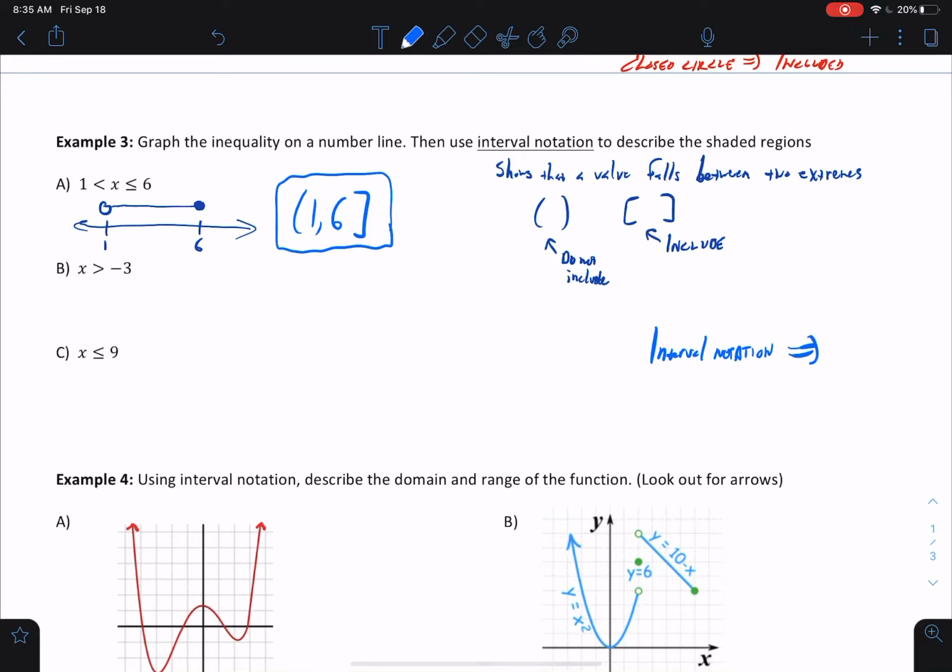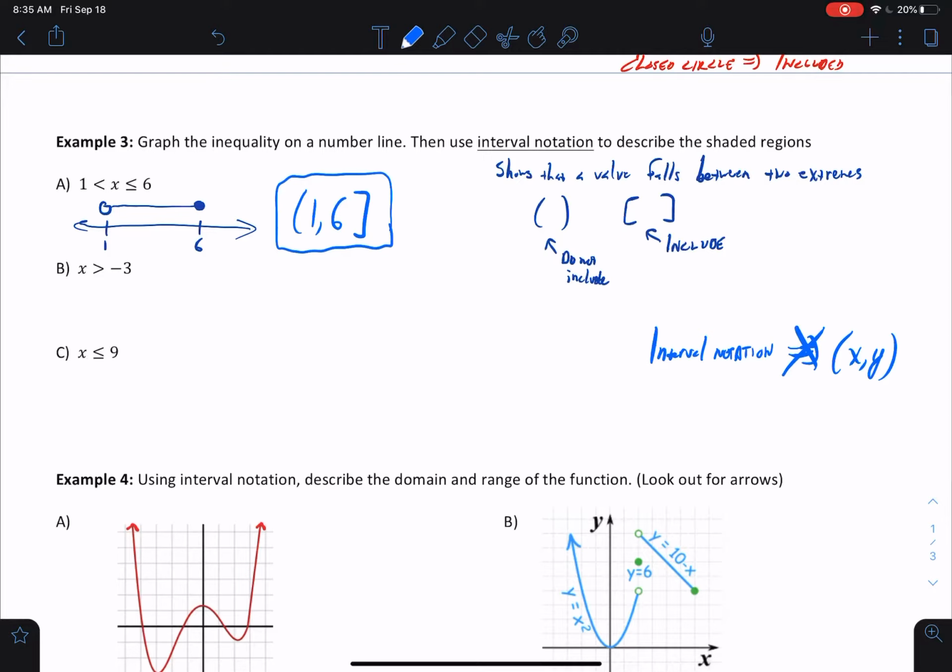One thing that's important is interval notation is not a coordinate pair. It represents where a value for this solution set could lie. It's going to be somewhere between 1 and 6. It could be 6, but it can't be 1.